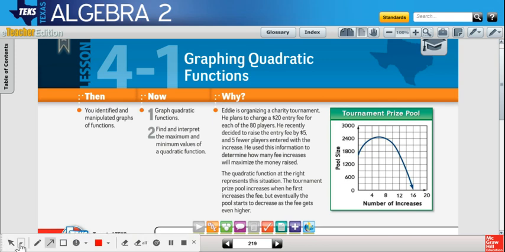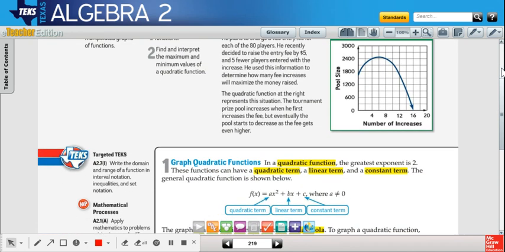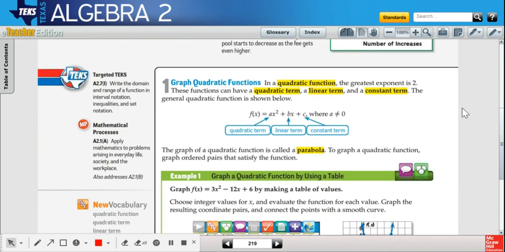Welcome to section 4.1, also known as 4-1, graphing quadratic functions. In this section, we're going to talk about the basics of what we need to know before we can do any graphing. Once you understand the basics, you will have the skills necessary to do some quadratic graphs. So let's talk about graphing quadratic functions.